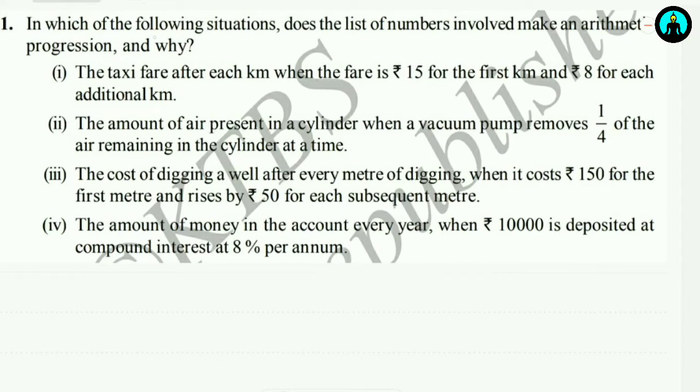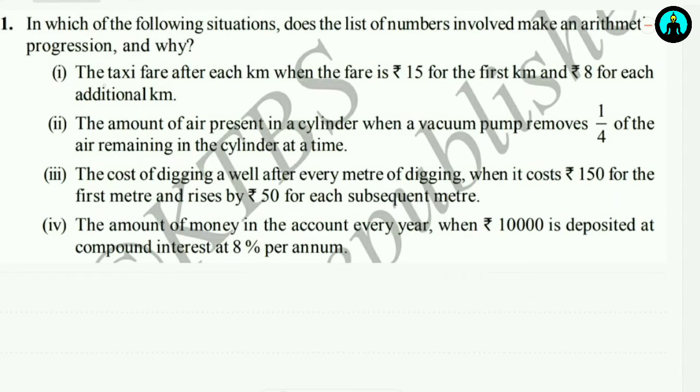Let us solve the exercise 1.1. So question number 1 under the exercise 1.1: in which of the following situations does the list of numbers involved make an arithmetic progression and why? Under the given question 1 there are 4 more questions.